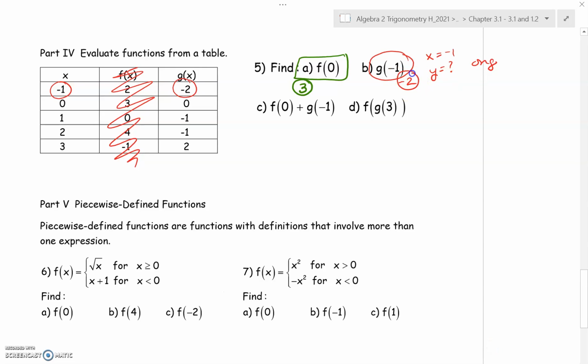Okay, so let's take a look at the next question. It's saying, what's f of 0 plus g of -1? Well, they want us to add that together.